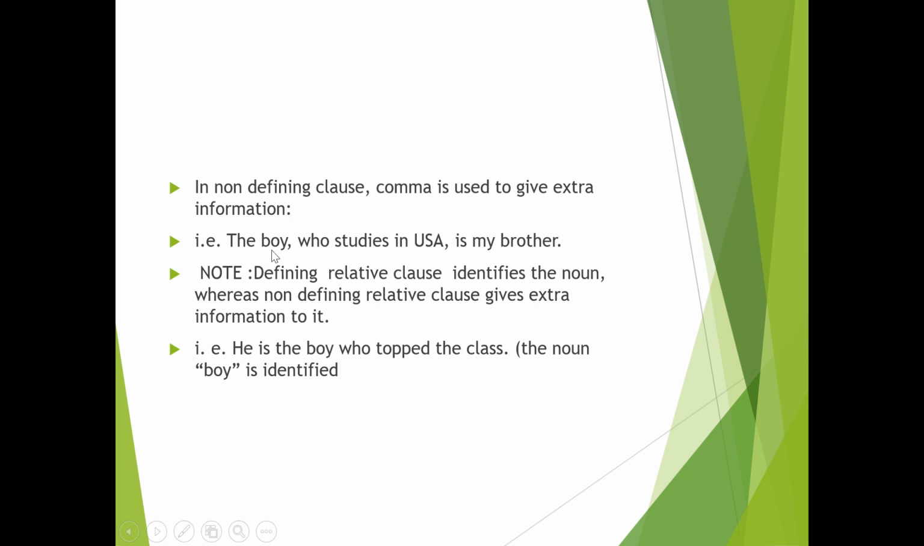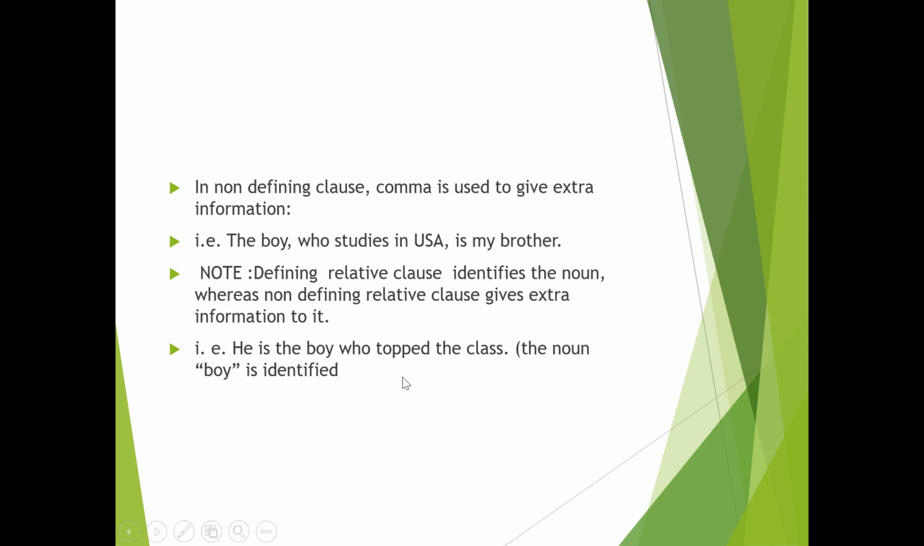In non-defining clause, comma is used to give extra information. Comma को प्रयोग गरिन्छ. The boy, see there is a comma, who studies in USA, there is also comma, is my brother. This is called non-defining relative clause. Note, defining relative clause identifies the noun, whereas non-defining relative clause gives extra information to it. यसले अर्को जानकारी दिएको, बढी जानकारी दिएको मात्रै हो नाउनलाई.